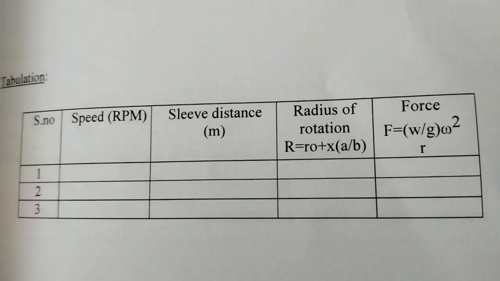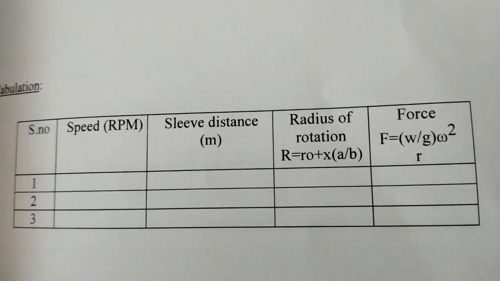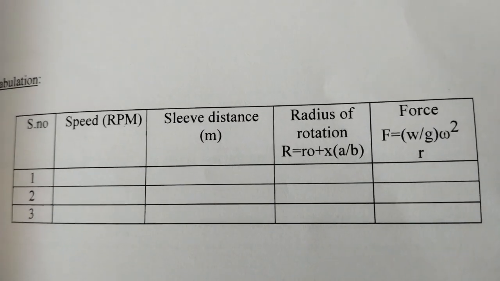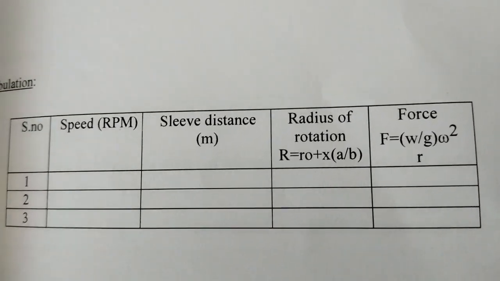So result: thus at different motor speeds the sleeve lifts are noted and the corresponding governor speed and sensitivity are calculated. Thank you.